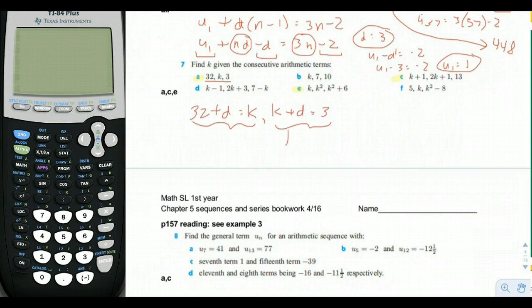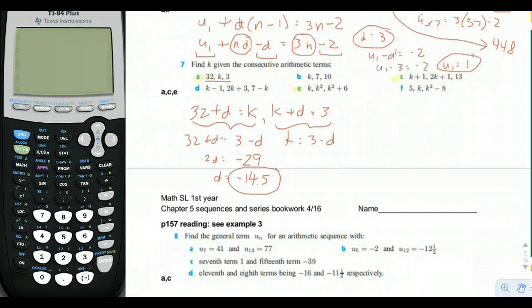So for example, k equals 3 minus d. 32 plus d is equal to 3 minus d. So basically 2d is equal to negative 29. So d is equal to negative 14.5. Okay, let's check that. If d was negative 14.5, in 2 steps it would be 29. And yeah, that sounds right.